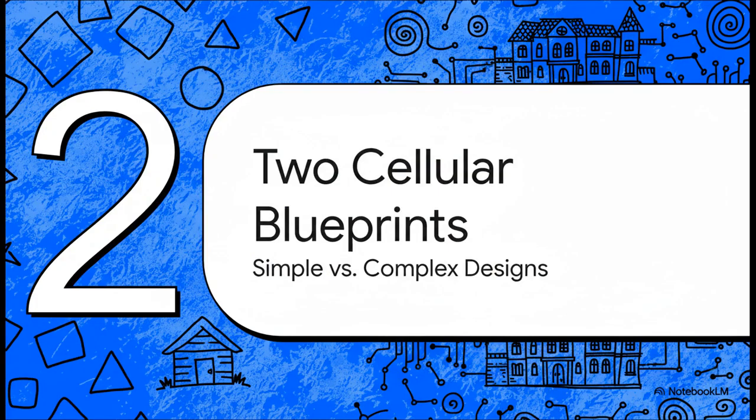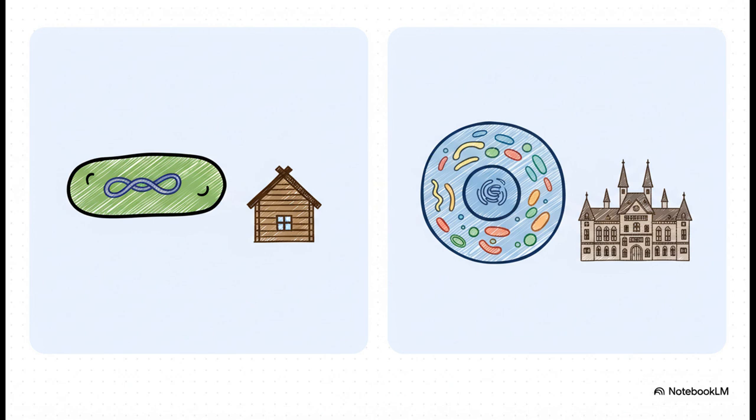Okay, so now that we're all on the same page about what a cell is, let's look at the two major architectural blueprints life has come up with. You can kind of think of them as a simple, efficient tiny home versus a massive, complex mansion. On the left, you've got your prokaryotic cell. That's the tiny home. It's super simple. Its DNA is just kind of floating around in an area called the nucleoid, and it doesn't have any of those fancy walled-off internal rooms.